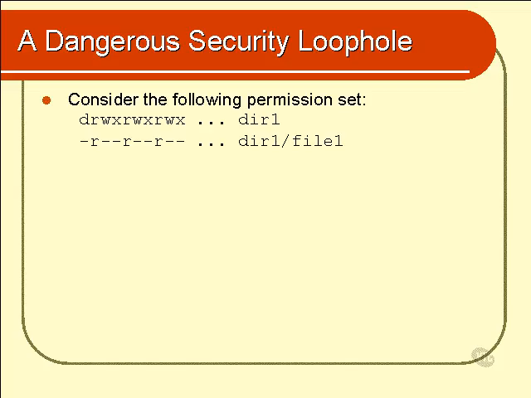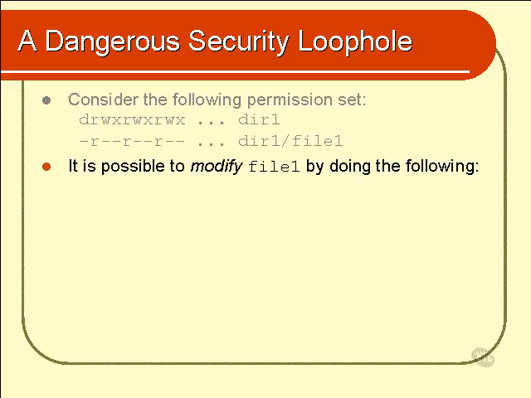Consider the following. I've got a directory called dir1 and it has full permission. And inside dir1 I have a file called file1, which is read-only. Nobody can modify that file. Or can they? I assert to you that it is possible to modify that file. Can you think how I might do it?